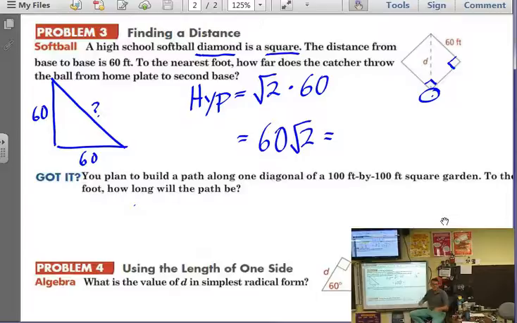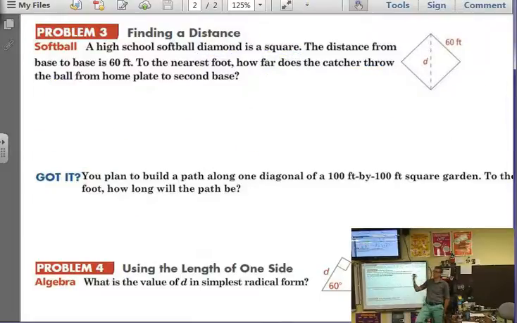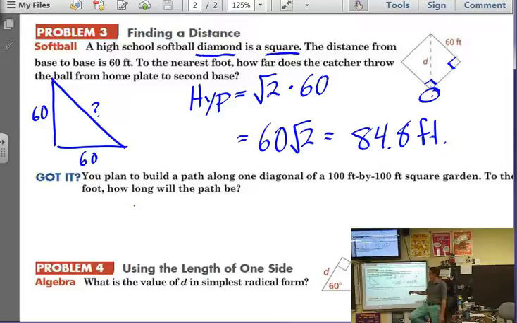Now, if we actually calculate this and do 60 radical 2, we get 84.8. So a pretty close approximation if we use slightly under 1.5. So if you can throw 90, you could throw 84. Yeah, exactly. If I know I can do more than what I have to, I will be okay.